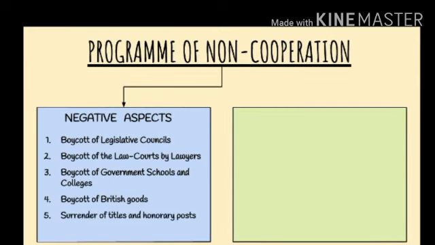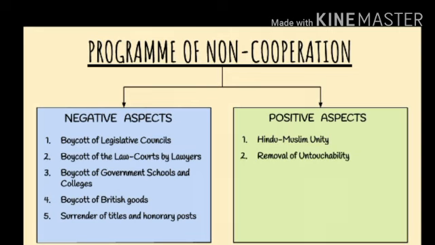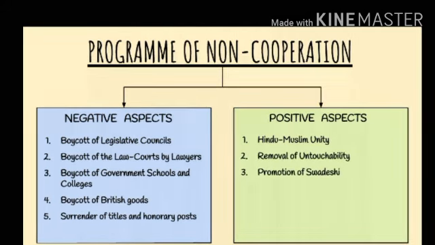The positive program of the movement was, first, the Hindu-Muslim unity, removal of untouchability, promotion of Swadeshi, prohibition of intoxicating drinks.